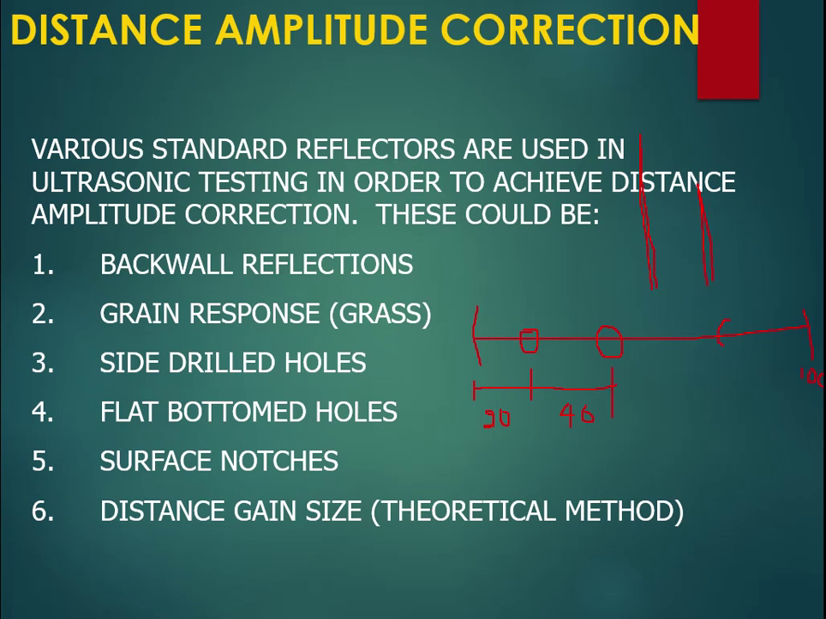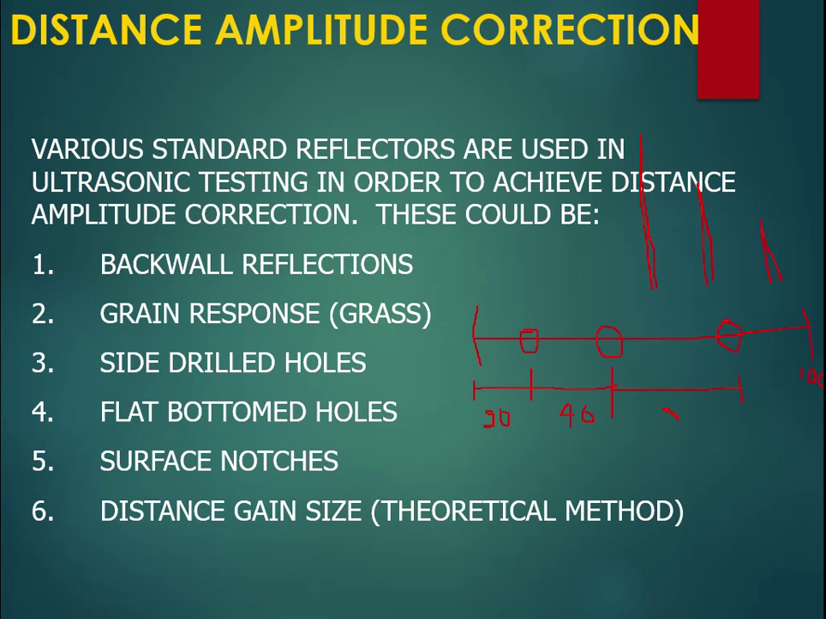Let me take one more discontinuity of the same size, but at a distance of 80 mm. So the three discontinuity sizes are the same, but as the distance increases, the energy loss increases and the reflection decreases, and we observe the smallest amplitude from that particular point. So if you observe clearly, the same size discontinuities, with increasing distances, show different amplitudes.